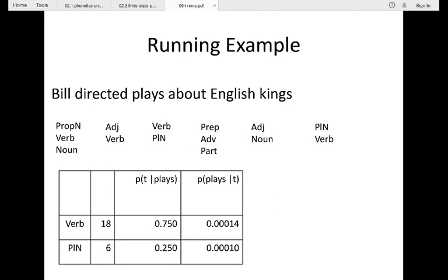Likewise with plays. So we see that the probability of a verb emitting plays is higher than the probability of a plural noun emitting plays.